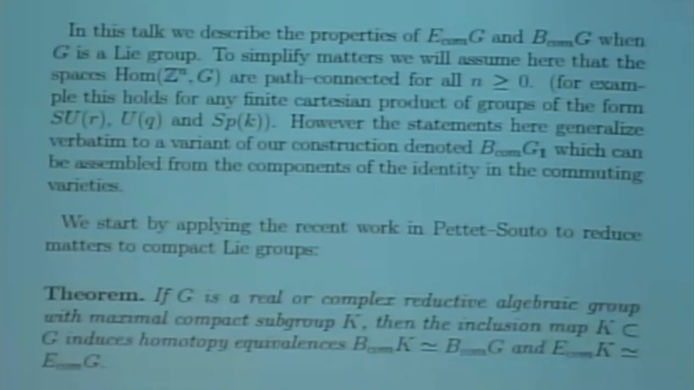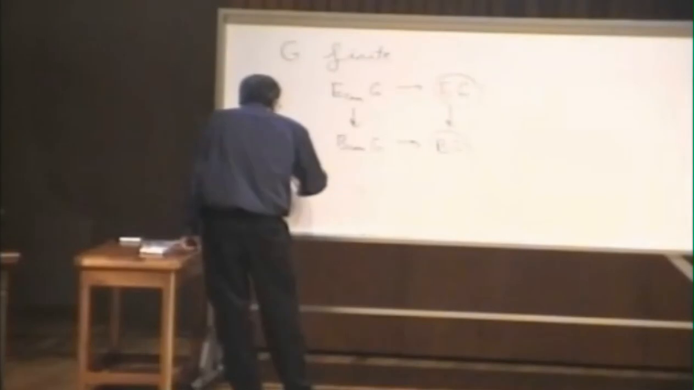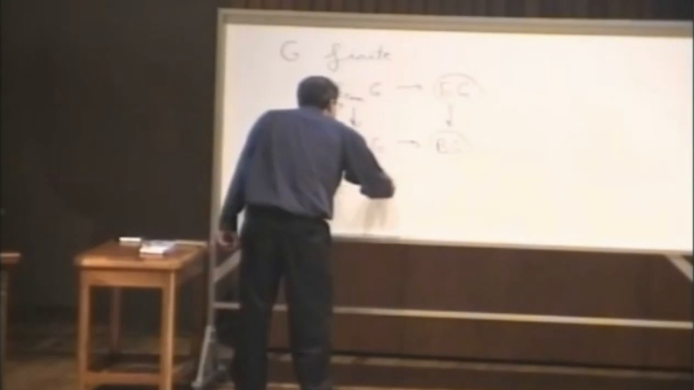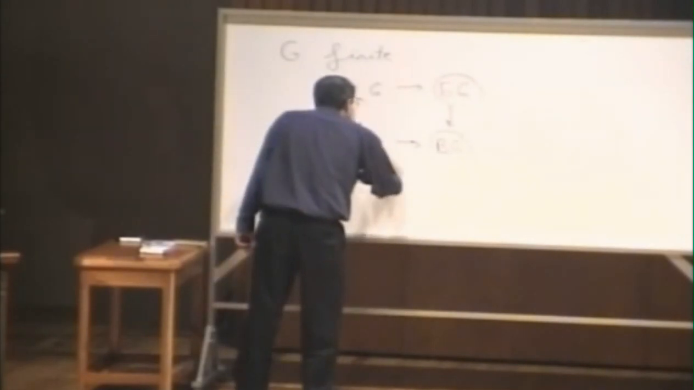Now for G finite, you might wonder, so here this space is contractible, right? And this is the K(pi,1) in the case of G finite. Well, it turns out that for G finite, this construction gives you some very interesting spaces with all sorts of kinds of properties. For example, you have that E_comm(A5) has the homotopy type of a wedge of 854 circles.